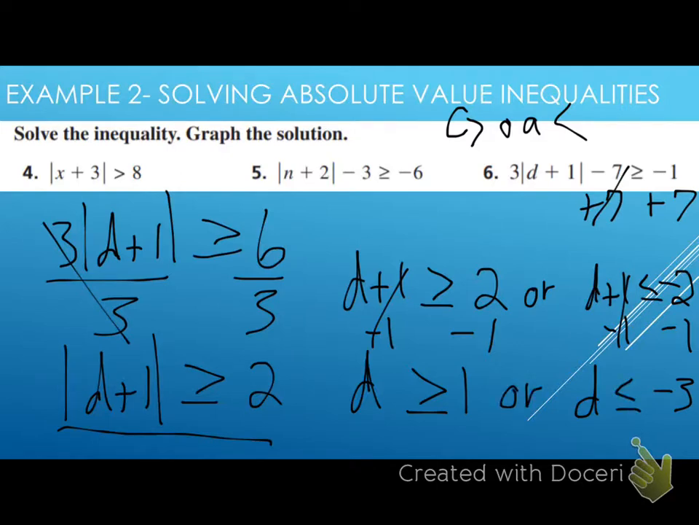Here's my answer. Once again, if it's not in that order, that's fine. Some of you may have put that other inequality first, which would have put d is less than or equal to negative 3 first. So either way would be fine. Now I need to graph it.